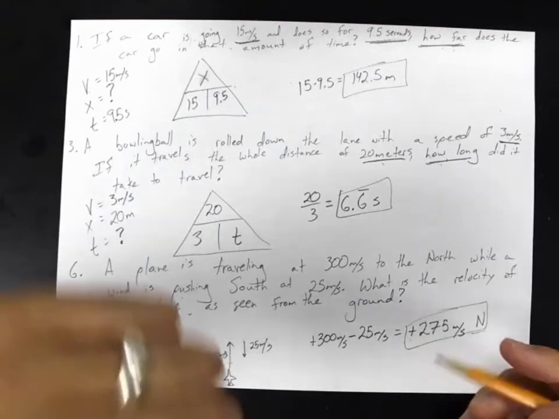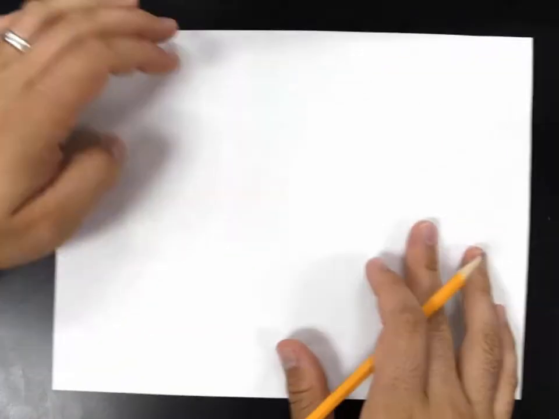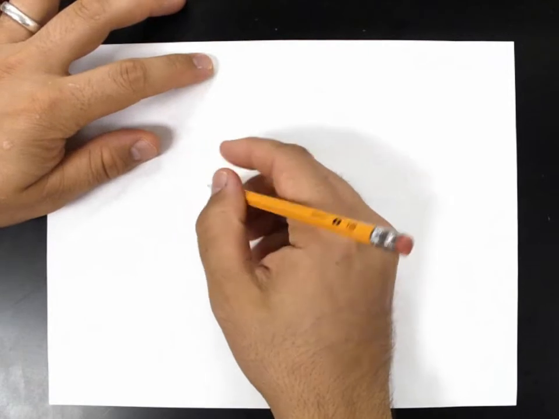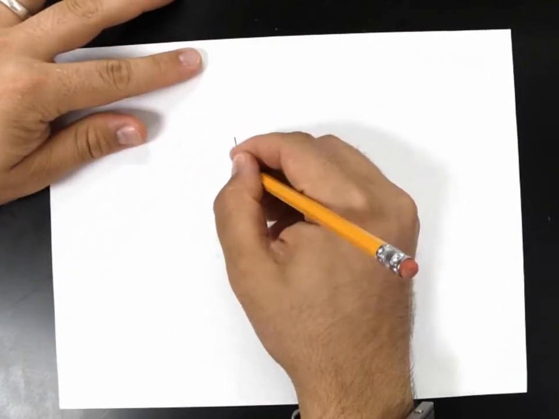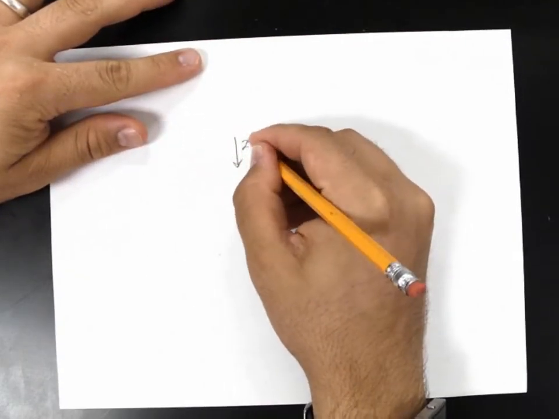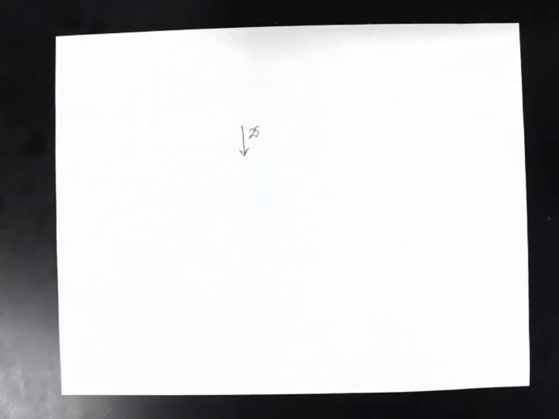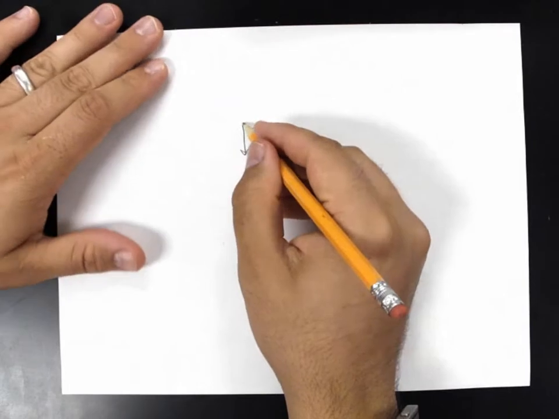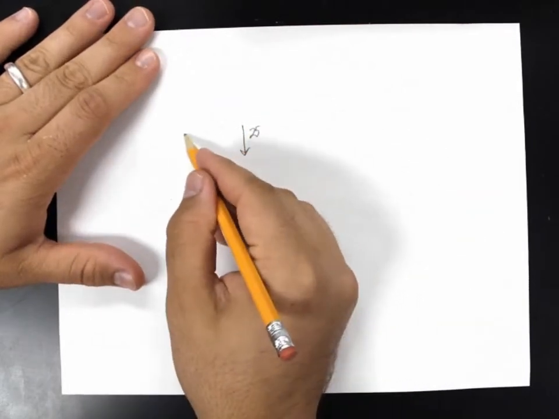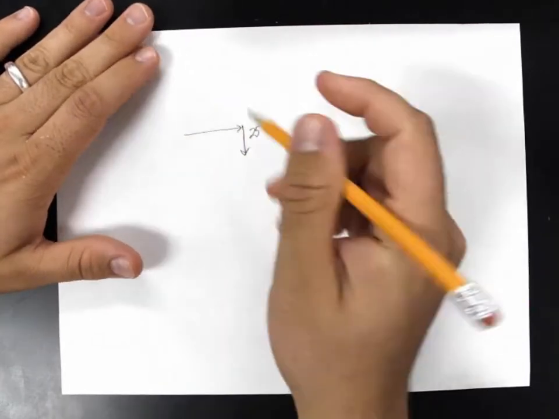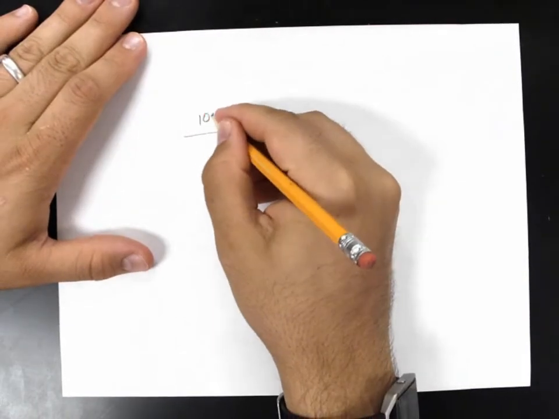Now, let's say that instead, like on the last problem, there is a plane that's traveling and there's a wind going south. Let's say it's 25. I don't know what it is. And let's say that the plane is traveling at a speed going this way, to the east. I can't recall what it's actually doing in the problem. And let's say it's going at 100.